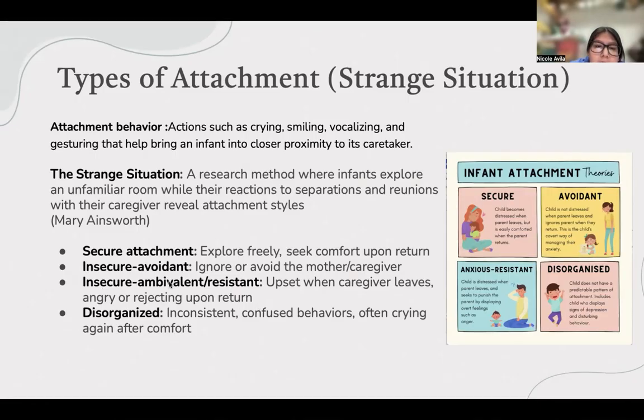Up next, we have insecure ambivalent and resistant, which is where a child is upset when the caregiver leaves and becomes angry and rejects the caregiver upon their return. So it'll be anxious resistant, which is the child is distressed when the parent leaves and seeks to punish the parent by displaying overt feelings such as anger. As you can see, the child right here is crying and angry, and the parent doesn't know why.